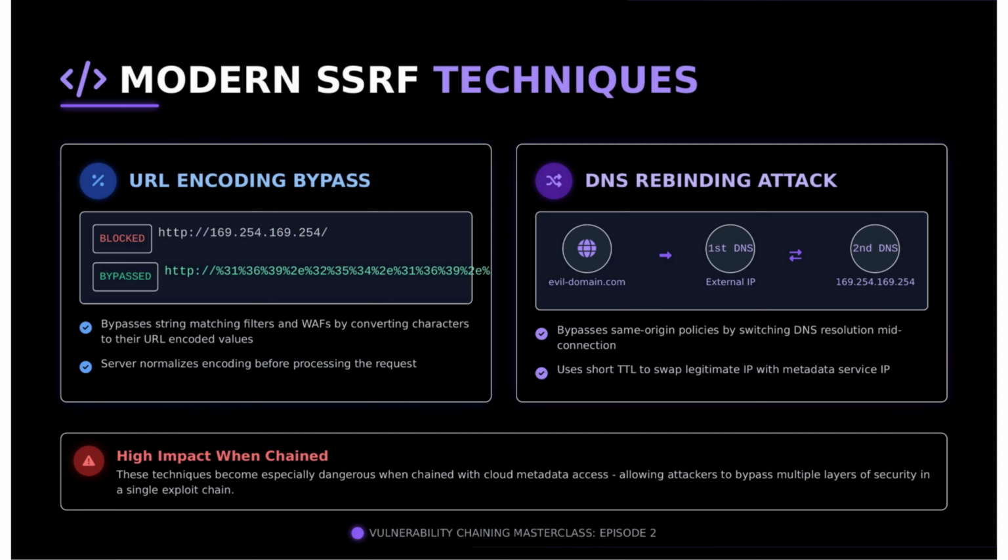Attackers, of course, don't stop at the basics. If you block the raw IP, they'll URL encode it as %31, %36, %39 and slip right past filters. If you block domains, they'll use DNS rebinding, tricking the system by resolving a safe domain at first, then flipping it to the metadata service mid-connection. It's like a magician's sleight of hand. You think you're safe, but the trick is already done.